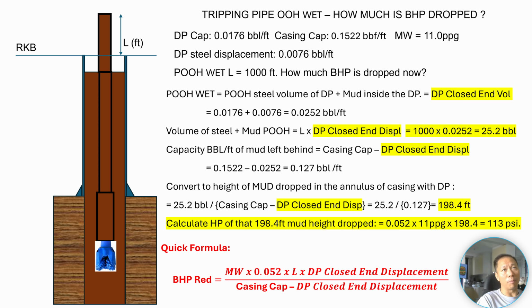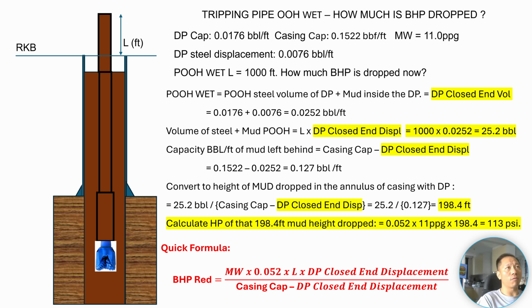You have the volume of the mud and steel out. You have the capacity of the mud left in barrel per foot here. You just take the volume divided by that capacity in barrel per foot. You take 25.2 divided by 0.127, and you get 198.4 feet of mud dropped in the annulus. That's a lot of drop in there, all right? So you take that length of mud drop times the mud weight times 0.052, and you get the hydrostatic pressure that you have just lost, which is 113 psi. That's quite a lot too.